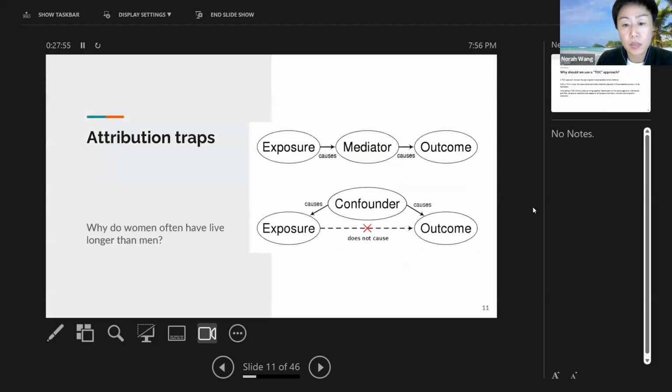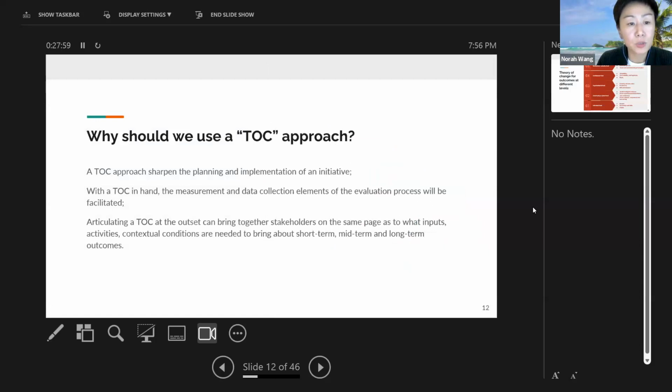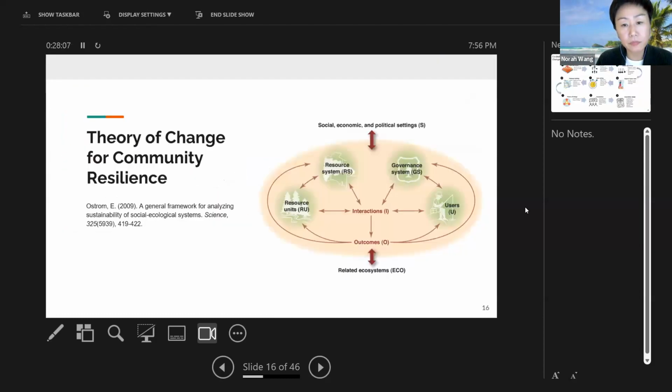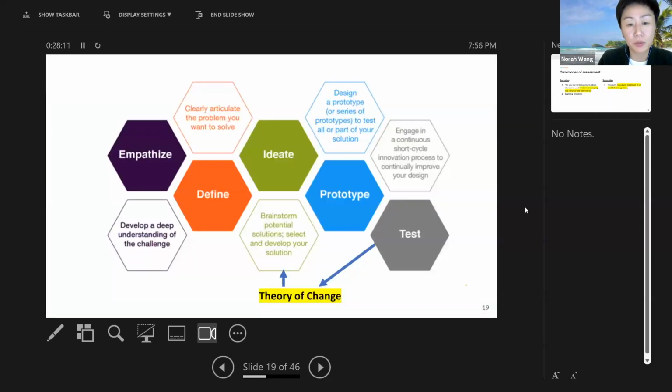So now hopefully when you go read, I know some of you like to read research papers, you'd be able to understand what those terms mean. Okay, so the program stage and assessment mode. So now I'd like to draw your attention to this kind of program development stage.